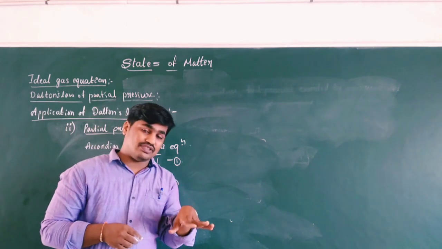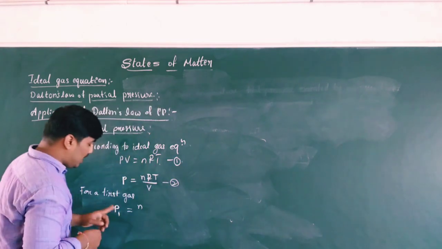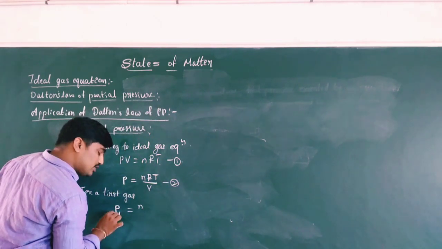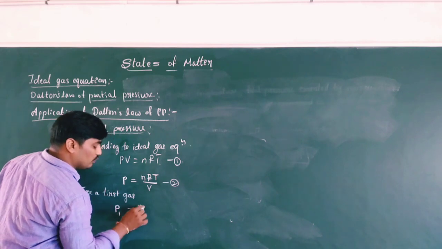The pressure of the gas depends upon the amount of the gas. Therefore for a first gas, P1 is equal to n1.